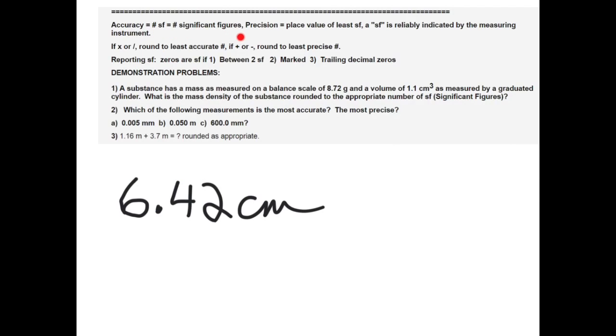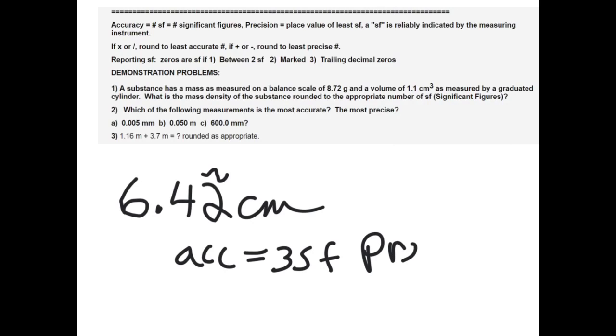Accuracy is the number of significant figures, but precision is the place value of the least significant figure, something entirely different. 6.42 centimeters has an accuracy of 3 significant figures, but the least significant figure is the 2, and that has a place value of 1/100th of a centimeter. Therefore, the precision of this reading is 1/100th of a centimeter, where the 2 is an estimated digit.